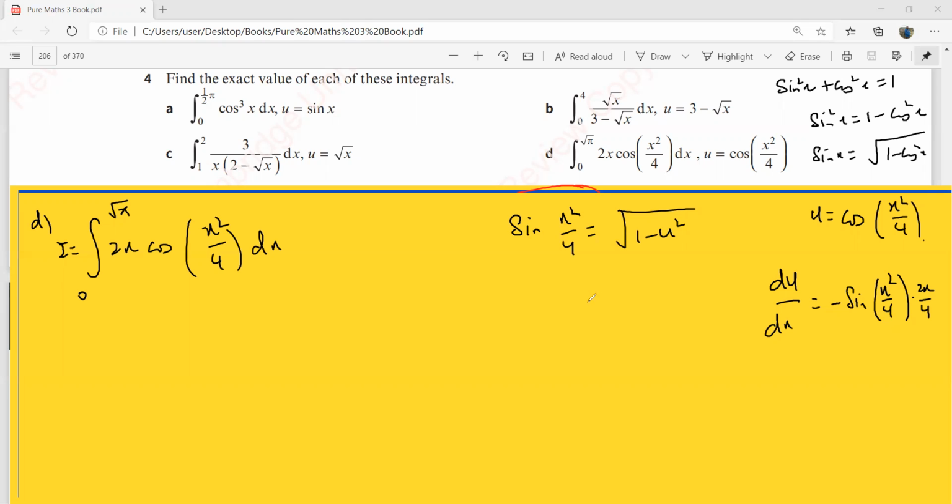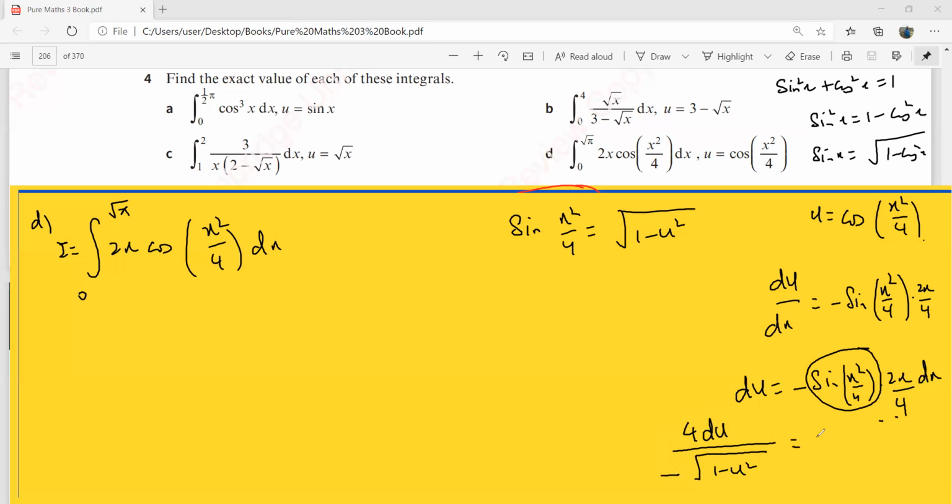Okay, so yes, this du is going to be minus sine of x square over 4 times 2x over 4 dx. Okay, 2x over 4 dx. Can I write this as 4 du? Okay, this 4 goes here, 4 du over this minus, instead of this, I'm going to write under root 1 minus u square.